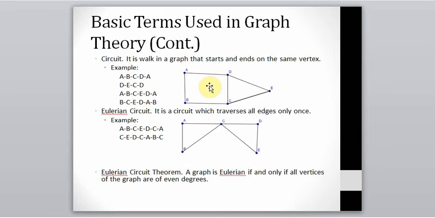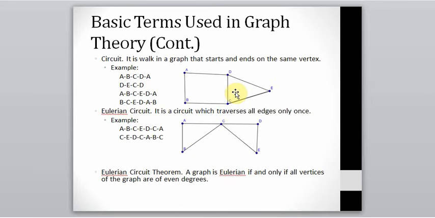Look at this graph above. Let's check the degrees. Degree of A is 1 and 2, so 2. B, 1, 2. D, 1, 2, 3. So the degree of D is 3, and that is odd. So that means not all of its vertices are of even degree. So you cannot find a Eulerian circuit out of this figure.